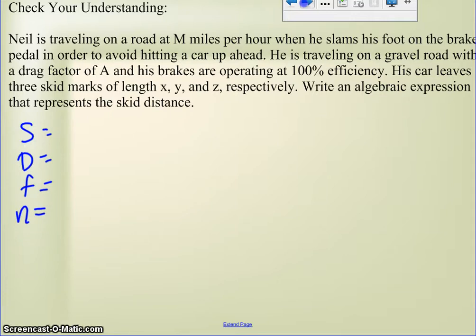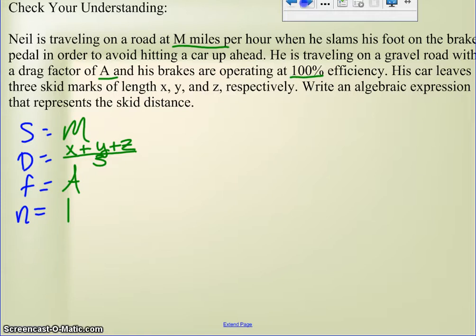It says Neil is traveling on a road at m miles per hour. So there's my speed. He slams his foot on the brake pedal in order to avoid hitting a car up ahead. He's traveling on a gravel road with a drag factor of a, and his brakes are operating at 100% efficiency. His car leaves 3 skid marks in length, which is x plus y plus z divided by 3. And I'll explain that in just a second.